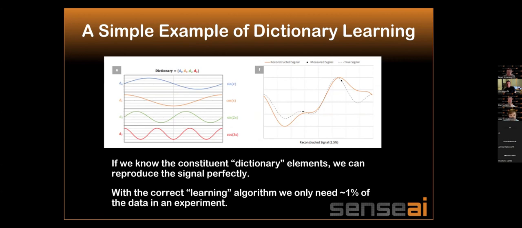What we use the artificial intelligence for, and a range of algorithms, is effectively to say that we can solve both the complex signal and the dictionary elements all at once with a subsampled approach.